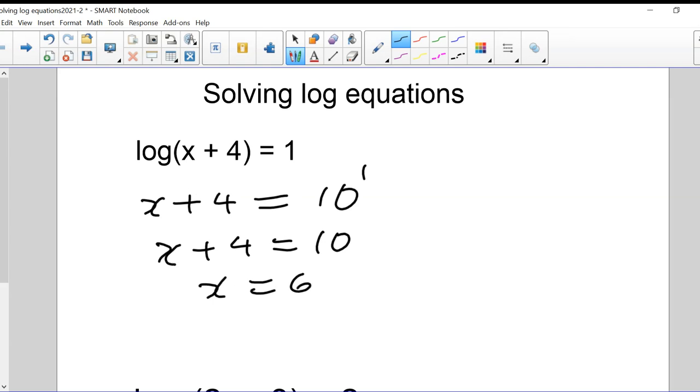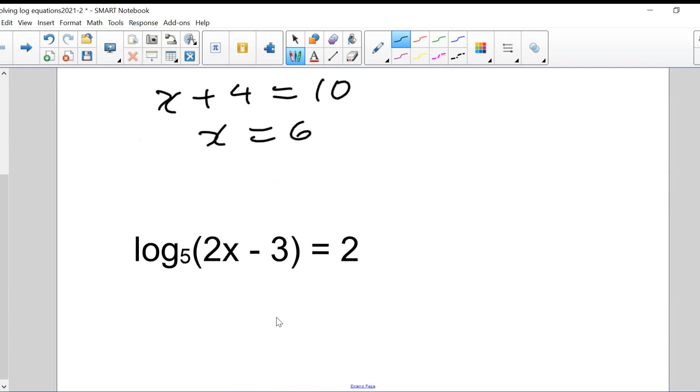So you might have done that by simply inspection, by just looking at it and thinking, the log of something plus 4. Well, the log of 10 gives me 1. So therefore, it must be that it is 6 plus 4 that gives me that 10, and therefore x is equal to 6. So there you go. Nice, simple way to start that one off.